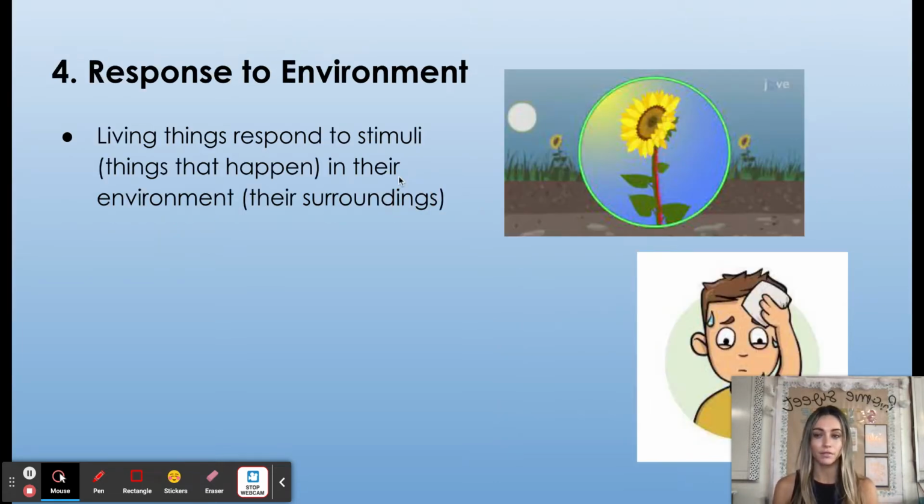The fourth characteristic of life is response to environment. So all living things have the ability to respond to their environment. This means that they respond to stimuli or things that happen in their environment, which is the area around them. So if you think of an example of a plant, they can actually grow and change the way they grow to face the light source to get the sun that they need. Another example of response to environment is when we walk into a really, really hot room, our body begins to sweat. This is in response to the temperature.